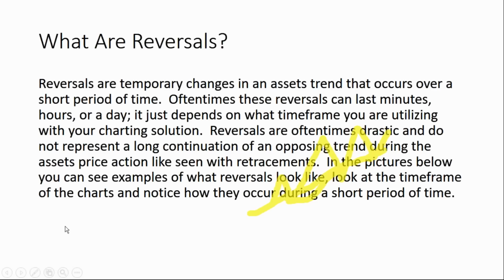Okay. Now, reversals, on the other hand, are temporary changes in an asset's trend that occur over a short period of time. Often these reversals can last minutes, hours, or days. It just depends on what time frame you are utilizing. With your charting solution, reversals are oftentimes drastic and do not represent a long continuation of an opposing trend during the asset price's action, like seen with a retracement.